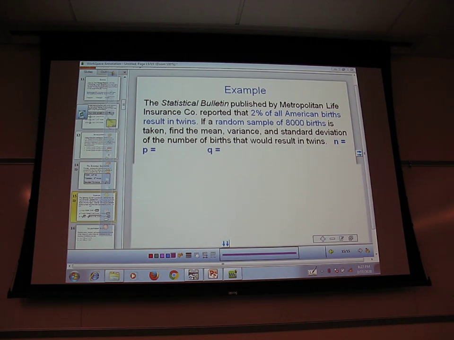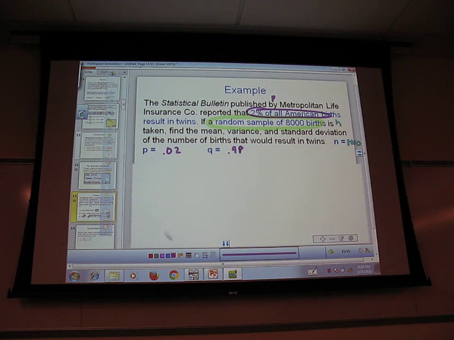Okay, so what is our N? What's our sample size? 8,000. Random sample of 8,000. That's our N. And then what's my little p? 0.02. Yep, 2% of all Americans. That's my little p. How do I write 2%? 0.02. Yep, I write it as 2 cents. If I spend 2 cents and give them $1, how much change should I get back? 98 cents. There we go.